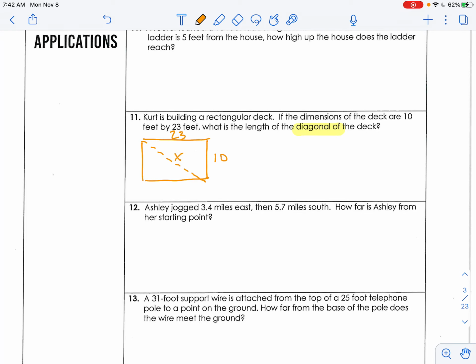Again, just to save us some time, what would that look like? It would be some version of 10 squared plus 23 squared equals x squared. I'm assuming by now we will be able to put that together.